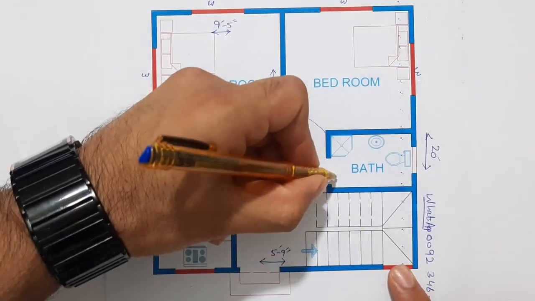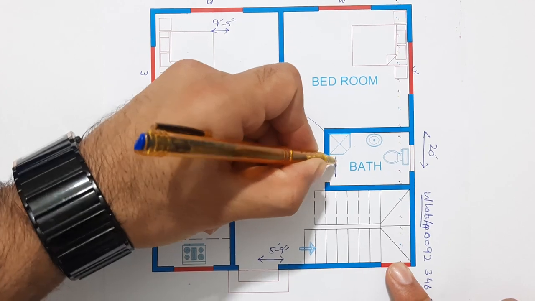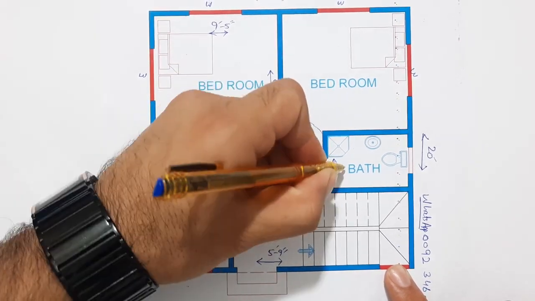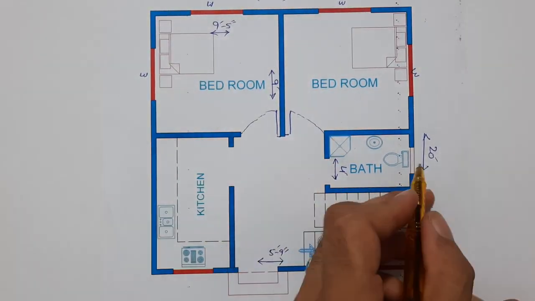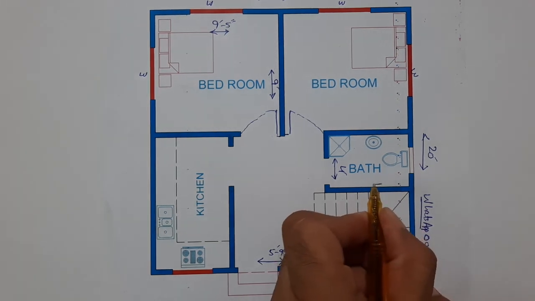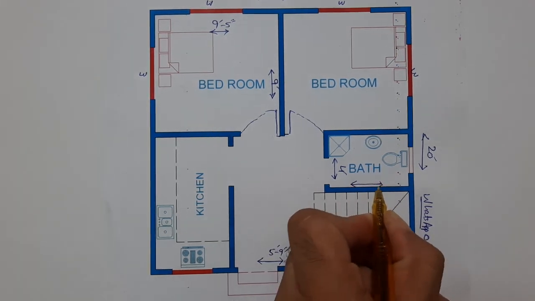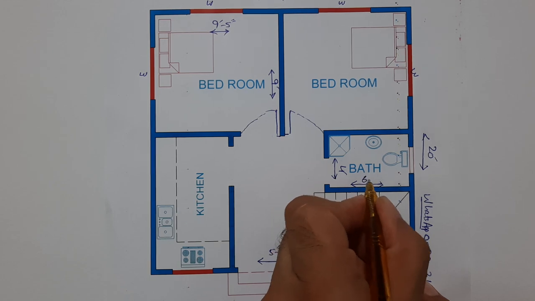Size of this bath is, here width is 4 feet and its length is 6 feet. Sorry, 6 feet and 3 inches.